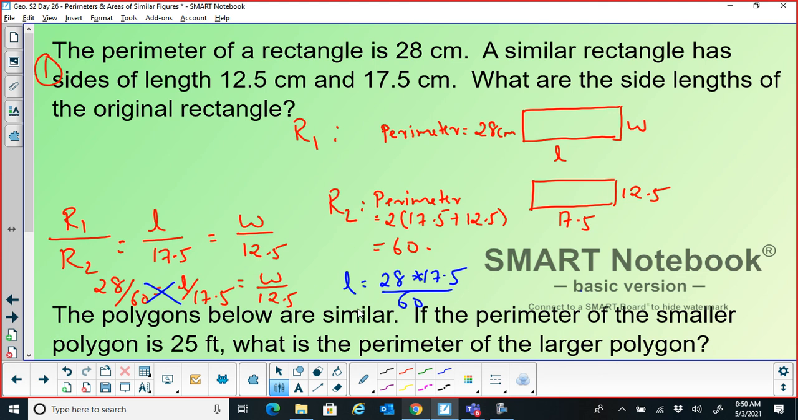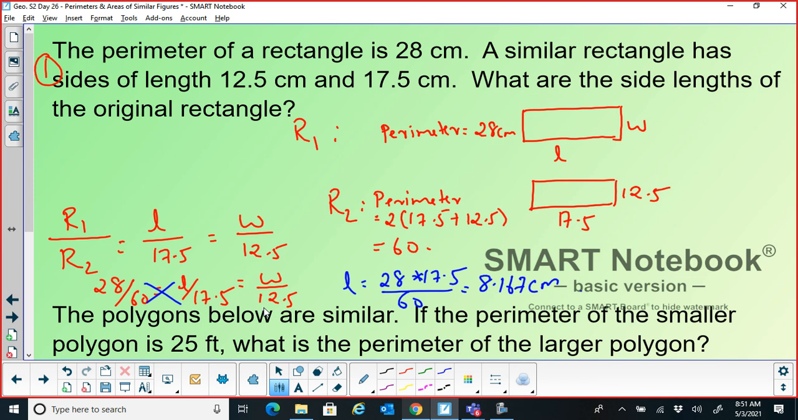Then I get L equals 28 times 17.5 over 60. Let's simplify this to get our L. 28 times 17.5 gives us 490, and dividing by 60 gives us 8.167. The unit was centimeters, so I'll just keep centimeters.